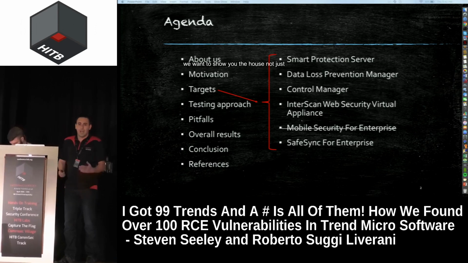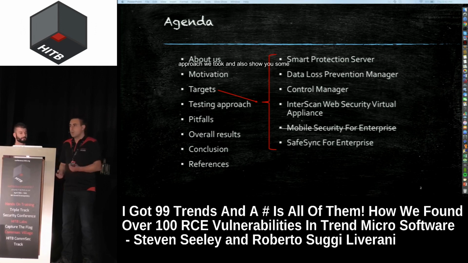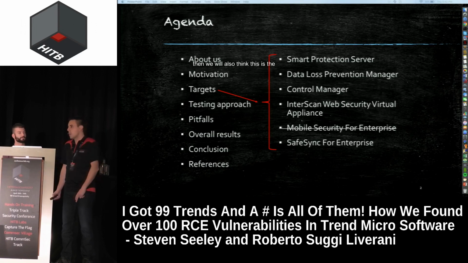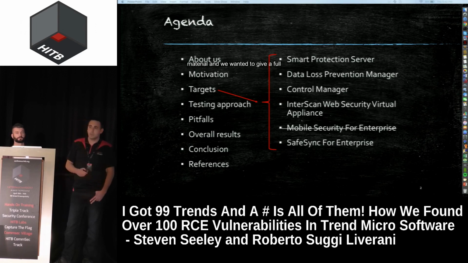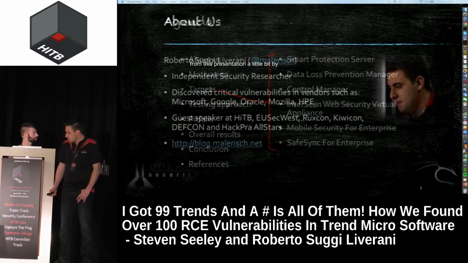Of course, we want to show you the how, not just the what. How we found it, which approach we took, and also show you some of the mistakes we made along the way, the lessons learned, and so on. And since this is the first time we are presenting this material, we wanted to give full exclusivity to Hack in the Box Amsterdam, because we really like this conference. Today we're also going to release some unpublished exploits in one of the Trend Micro products that we'll cover later on. So be with us, and I hope you all benefit from this presentation.